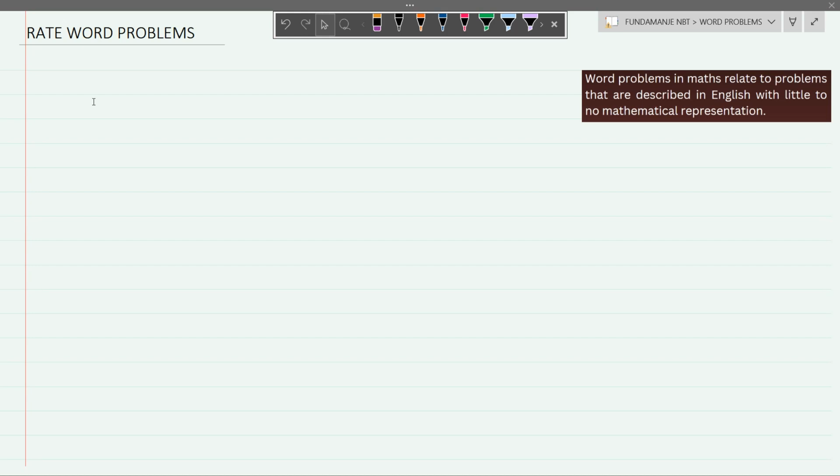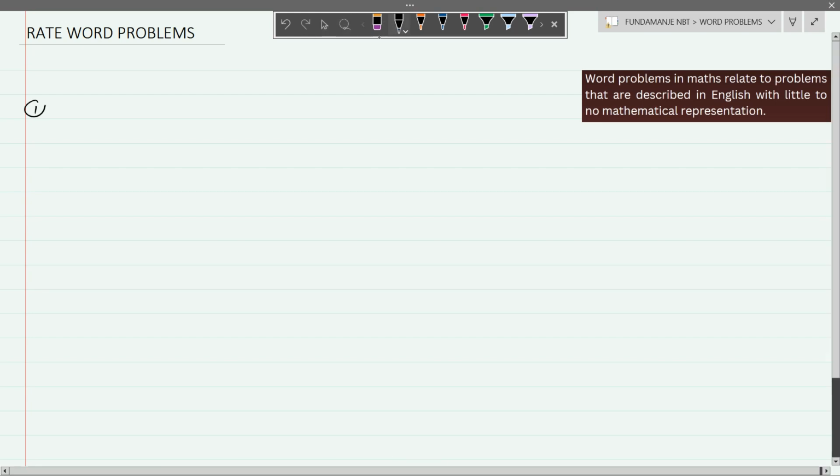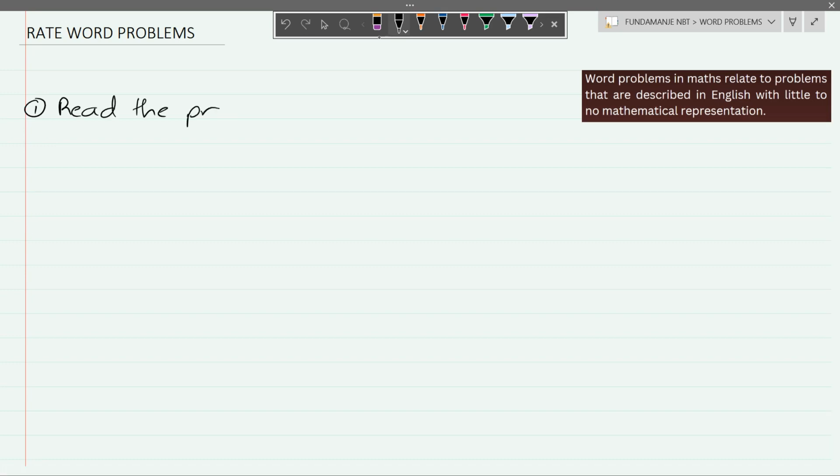So what are the steps that you should follow when solving these kinds of problems? Step number 1. Always make sure that you read the problem carefully. If you understand the given information, you'll be able to identify what exactly is being asked by the question. And that would lead you to step 2.